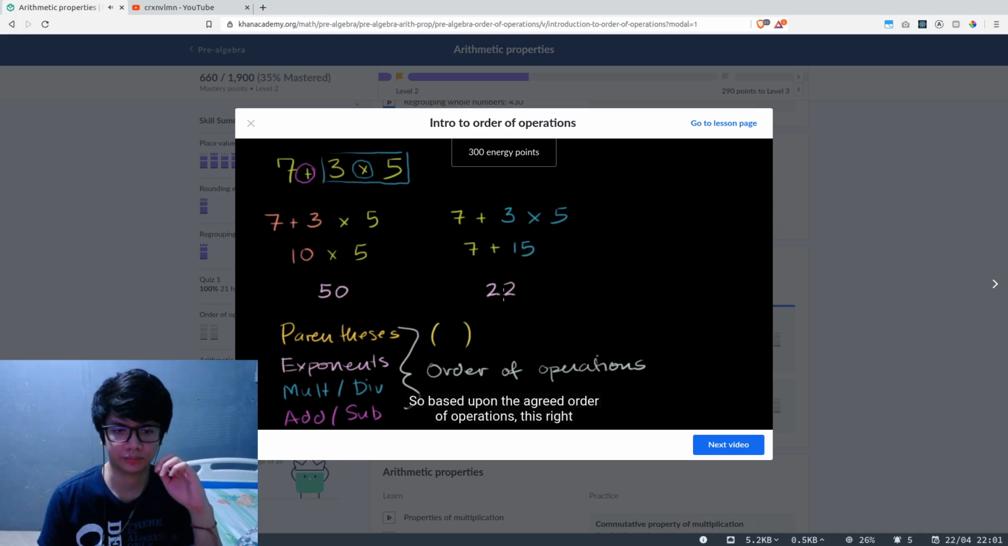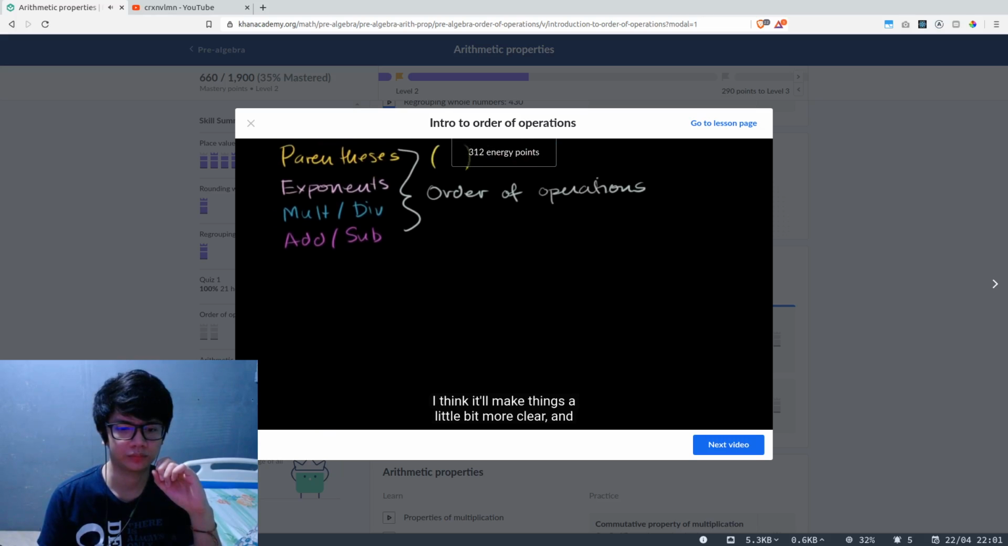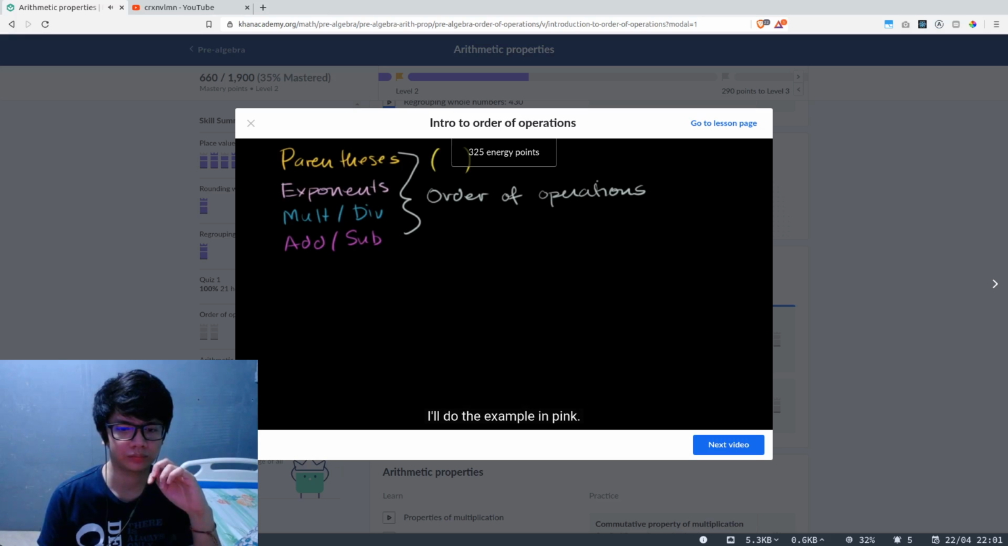So based upon the agreed order of operations, this right here is the correct answer, the correct way to interpret this statement. Let's do another example. I think it'll make things a little bit more clear. And I'll do the example in pink.